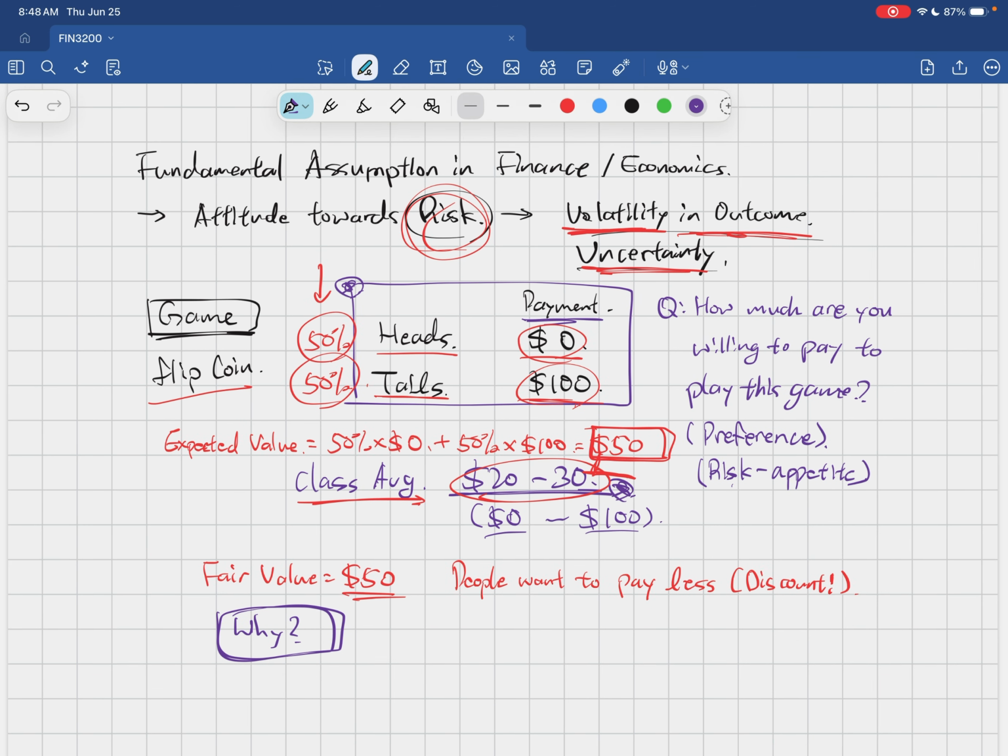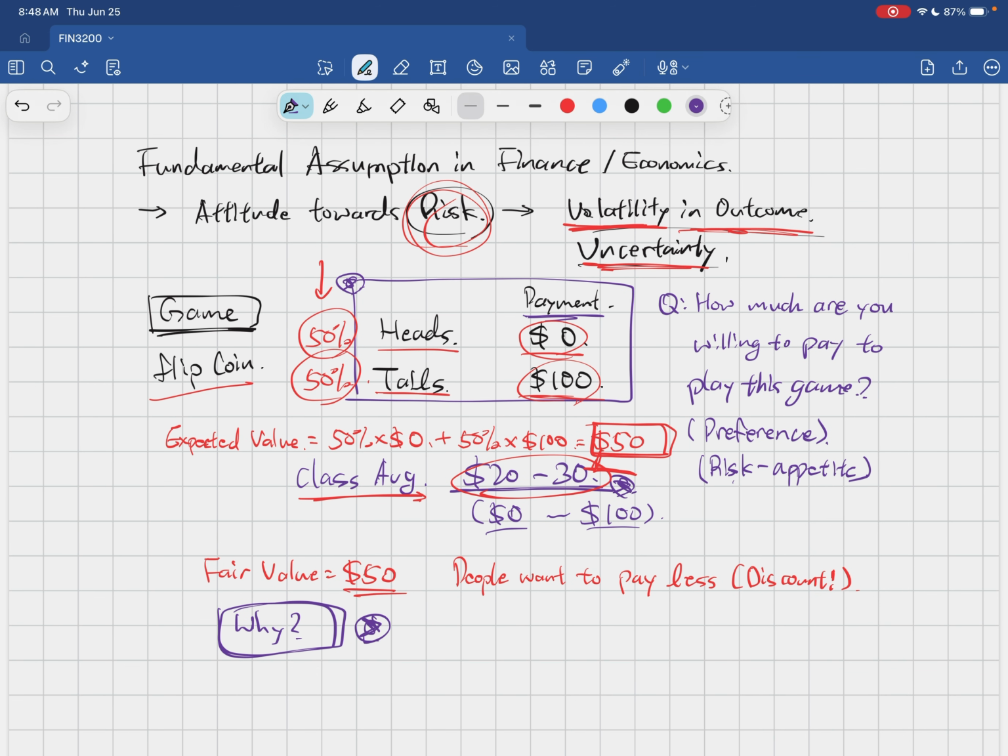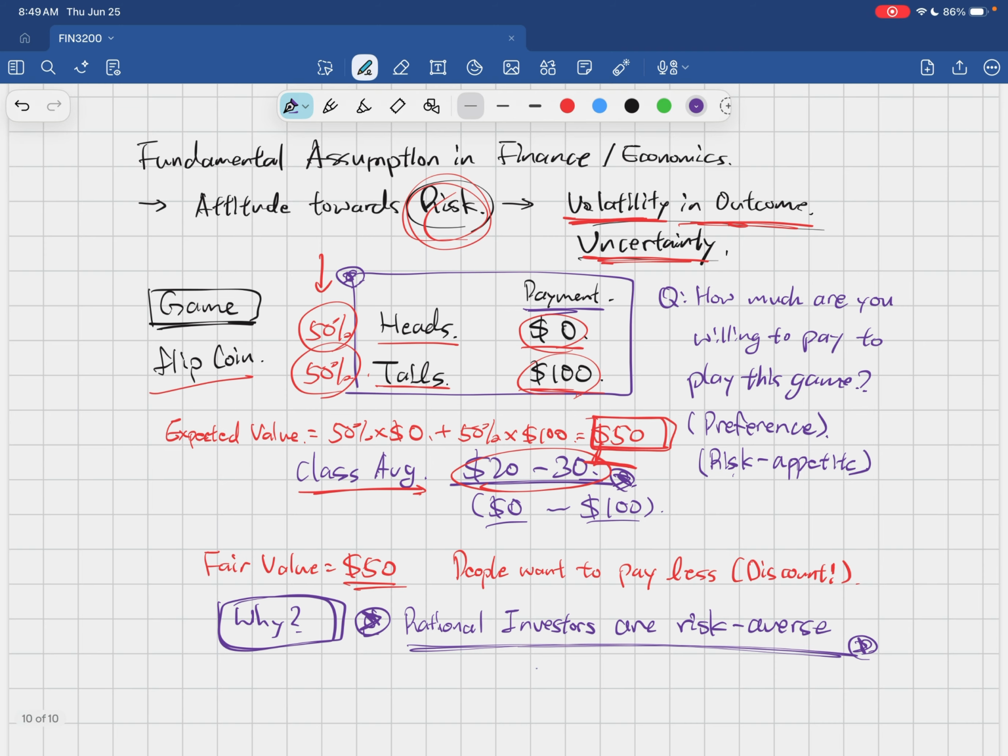So that's the key assumption in finance: rational investors are risk averse. This is the key. Rational investors are risk averse. They don't like risk. So this is risk aversion, the key assumption in finance.